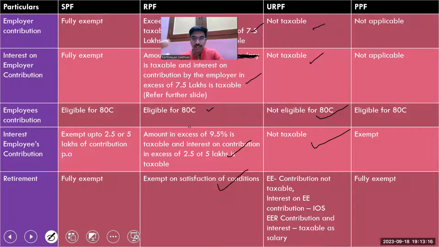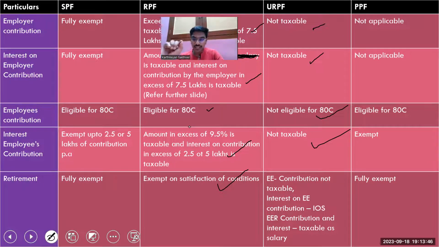That is basically an application of income. Hence, that alone is not taxable. Interest on the employee's contribution is taxable under IOS. The employer's contribution and interest on the employer's contribution are taxable as salary. The unrecognized provident fund is taxable only at the time of receipt of a lump sum payment or at retirement. Whenever you receive the lump sum payment, only then does taxability arise in the unrecognized provident fund.